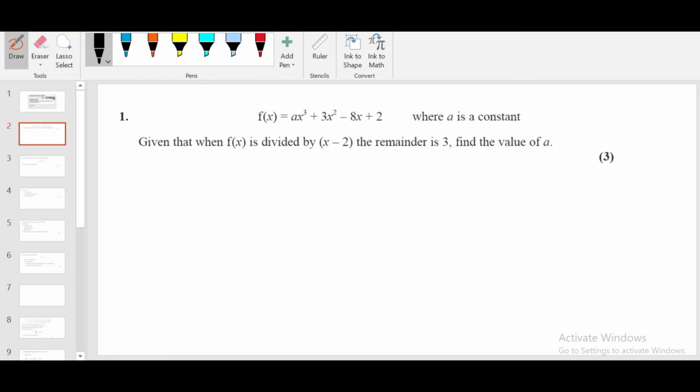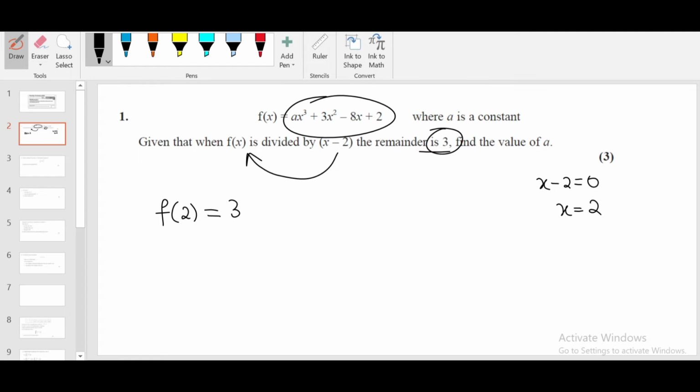f of x is divided by x minus 2 and the remainder is 3. So you need to take x minus 2 is equal to 0, so x is 2. So when f of x is divided by x minus 2, you can replace x by 2, you will get the remainder 3. So in this function, replace x by 2: 8 times 2 cube, 3 times 2 square, a times 2 plus 2 is equal to 3.